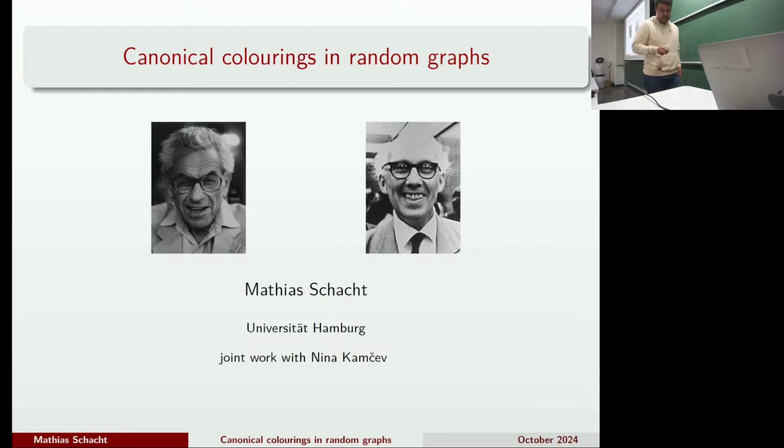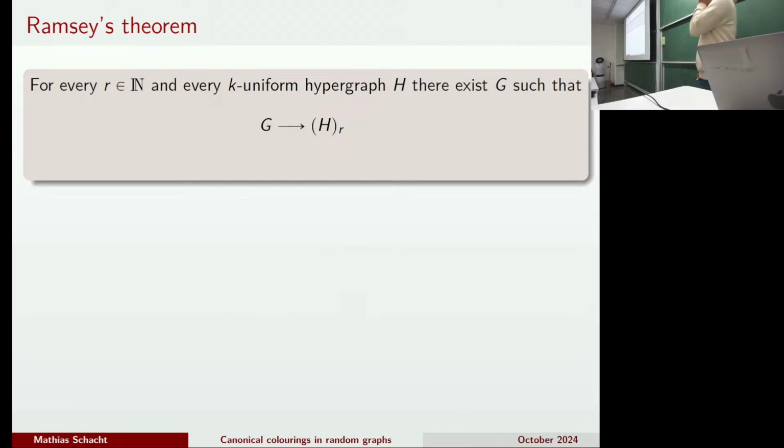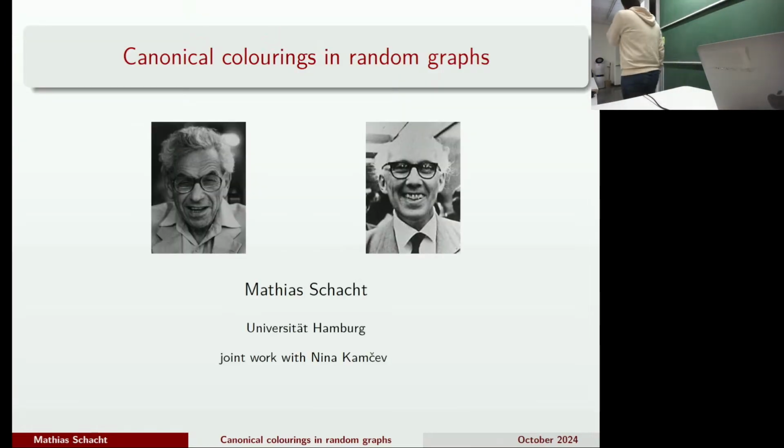So let's just start. I want to talk about canonical colorings in random graphs. This tries to move Ramsey theoretic questions into the setting of random discrete structures. And I put up here the pictures of Erdős and Rado, who proved maybe the cornerstone theorem in canonical Ramsey theory, and we will talk about it on the way. And I should say this is all joint work with Nina Kamchev, who was visiting Hamburg for some longer time, and she is now in a position in Zagreb.